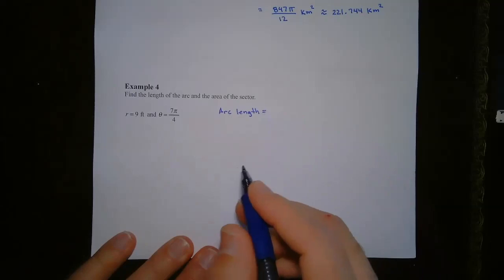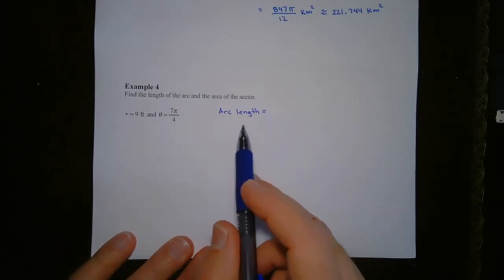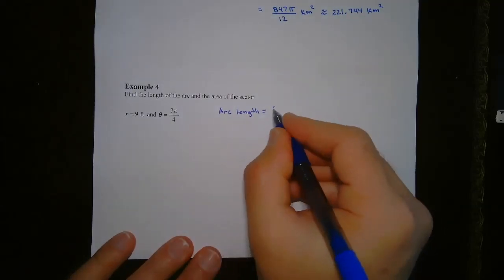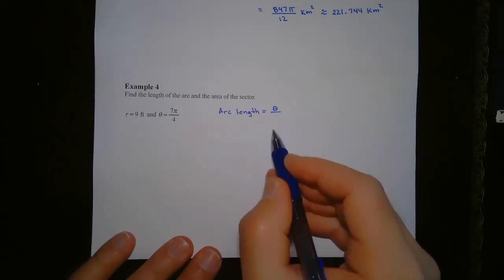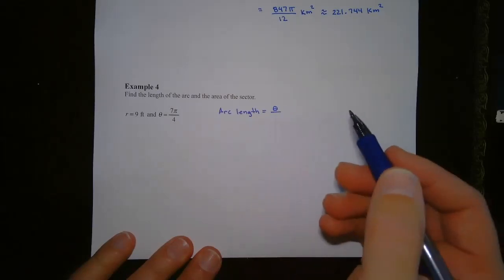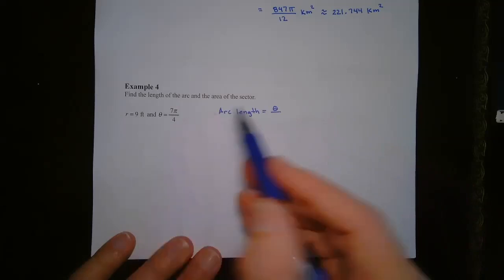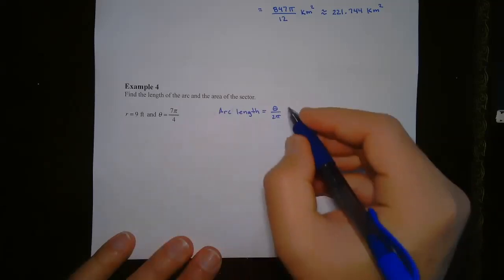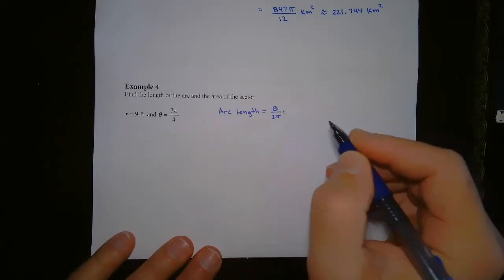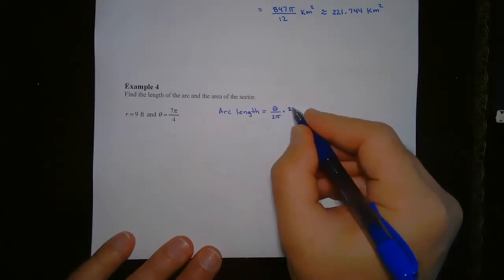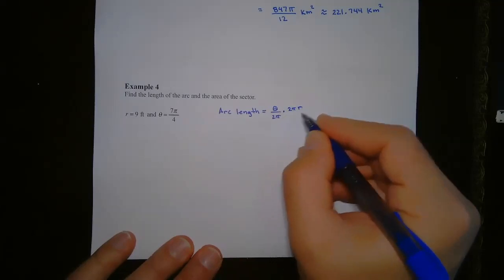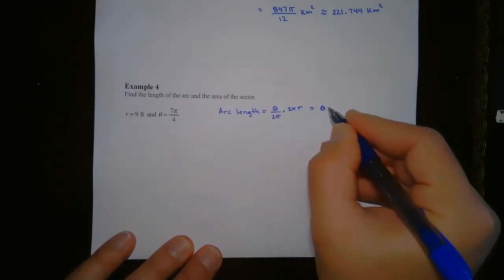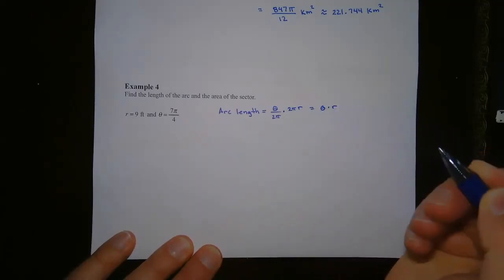And what do we know about arc length? Well, it's going to be a part of the circumference. So it's going to be theta out of 360 or theta out of 2 pi. Well, our angle's in radians, so it's out of 2 pi, because that's the same as 360 degrees, times the circumference of the circle, which is 2 pi r. Our 2 pi's cancel. We're left with theta times r.